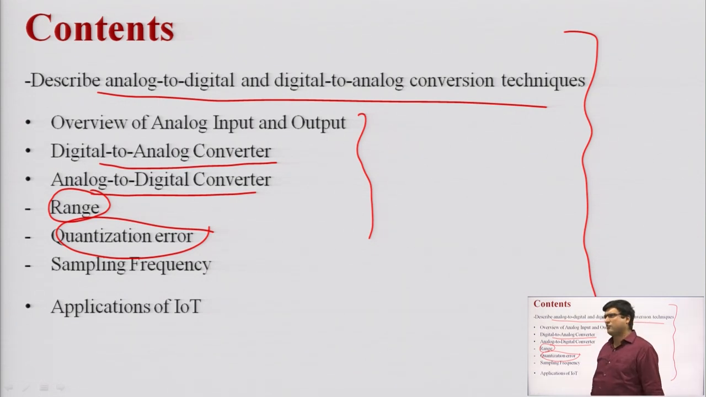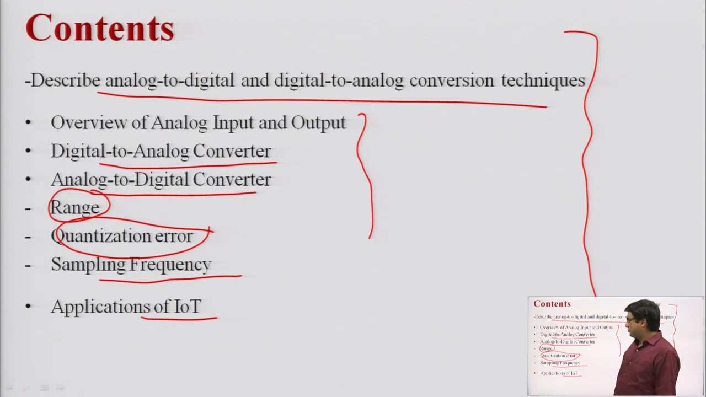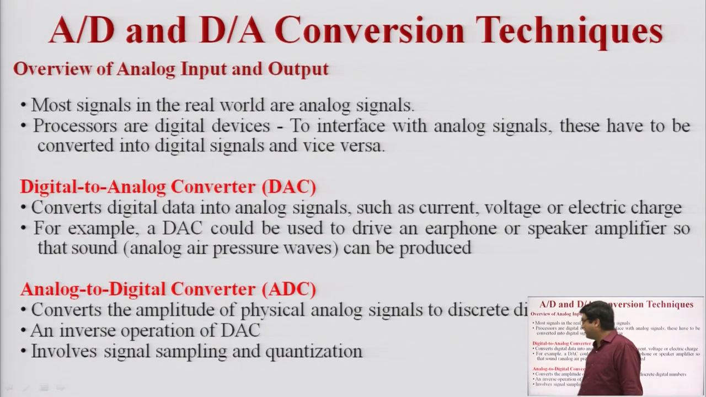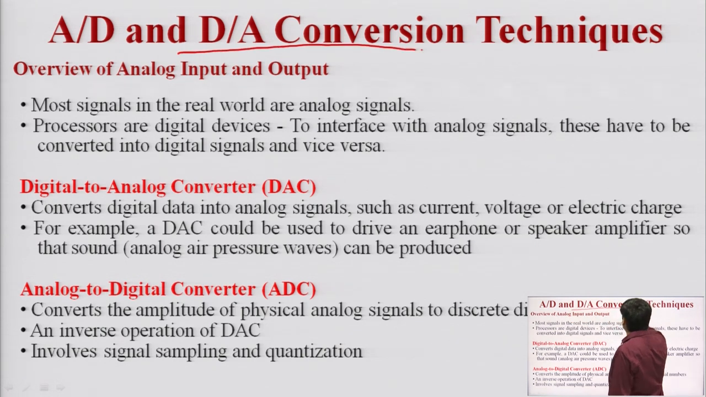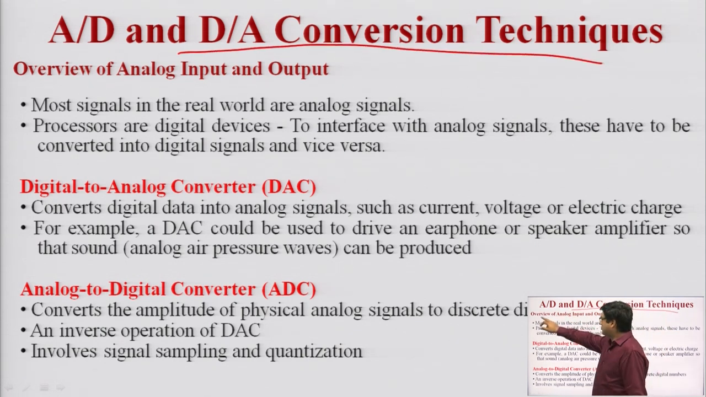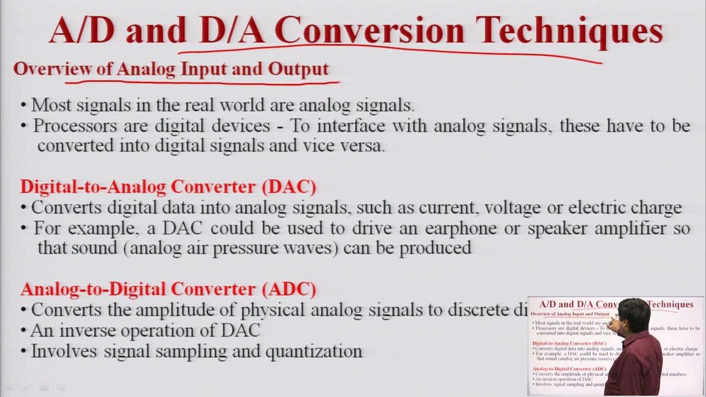What is the quantization error that occurs in the analog to digital and digital to analog converter? In the first few lectures of this subject, we have discussed quantization error; you can see that for more detail. After that, we will discuss the sampling frequency, and then the various applications of IoT in detail. The application of IoT is the last topic of our unit number 4. So, first we start with analog to digital and digital to analog conversion techniques, and first we will see the overview of analog input and output.